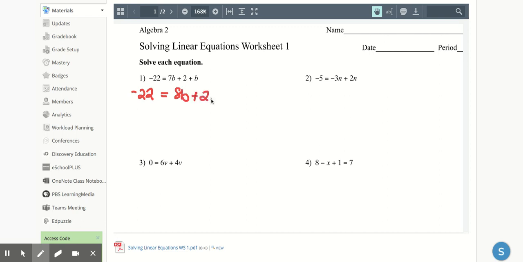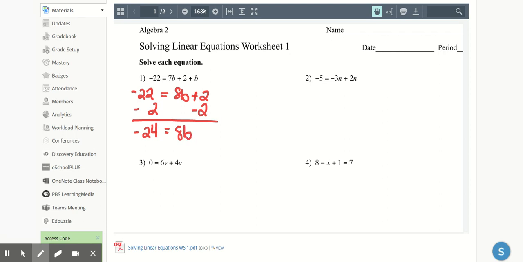And then you want to isolate your variable term. So variable term means the term with a variable or a letter. So I want to isolate that 8b by moving the 2 to the other side. So it's a plus 2. So I'm going to move it to the other side by subtracting 2 from both sides. So when I do that, on the left-hand side, negative 22 minus 2 will be a negative 24. And just watch those negative signs. Think of it as negative 22 plus negative 2. And that's then going to be equal to 8b on the right-hand side.